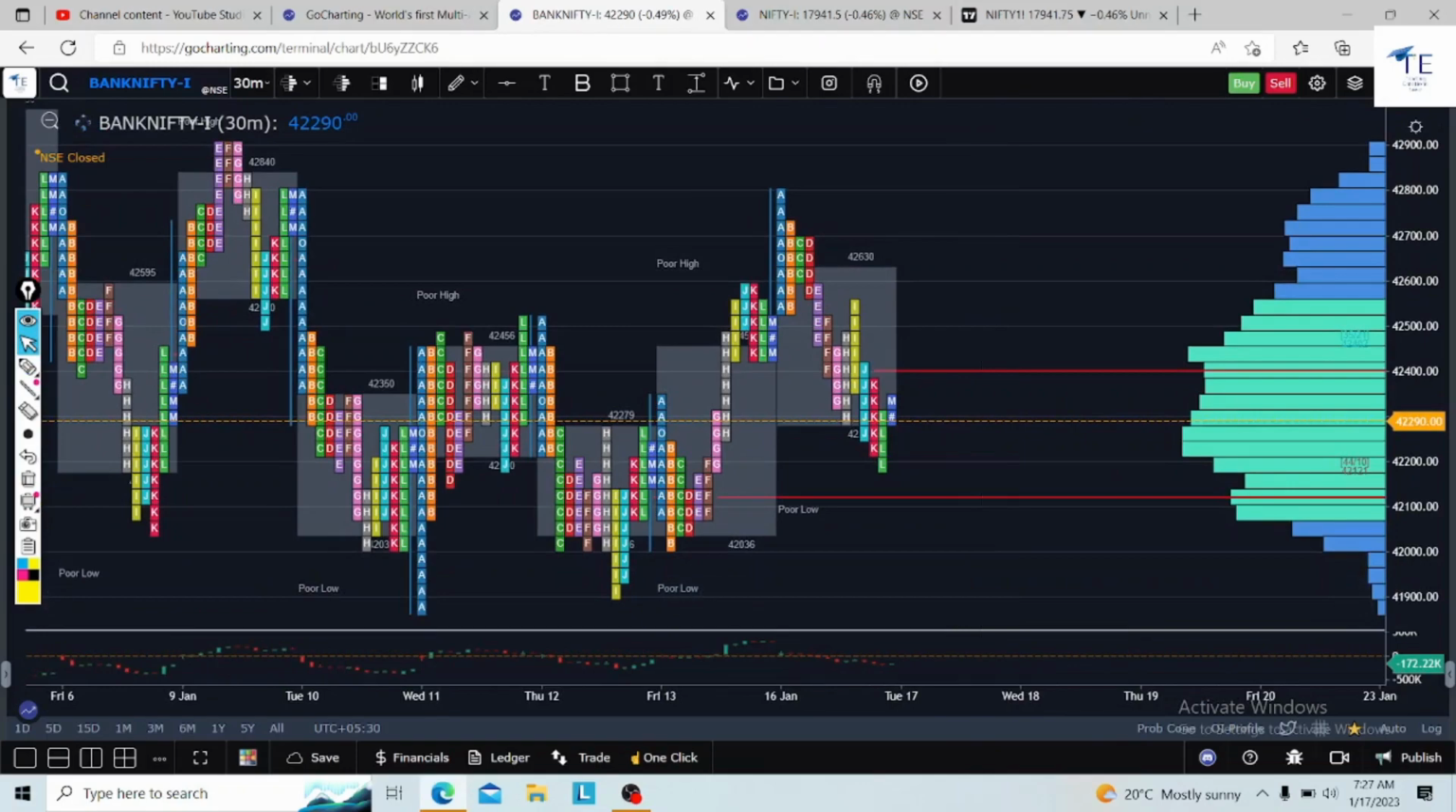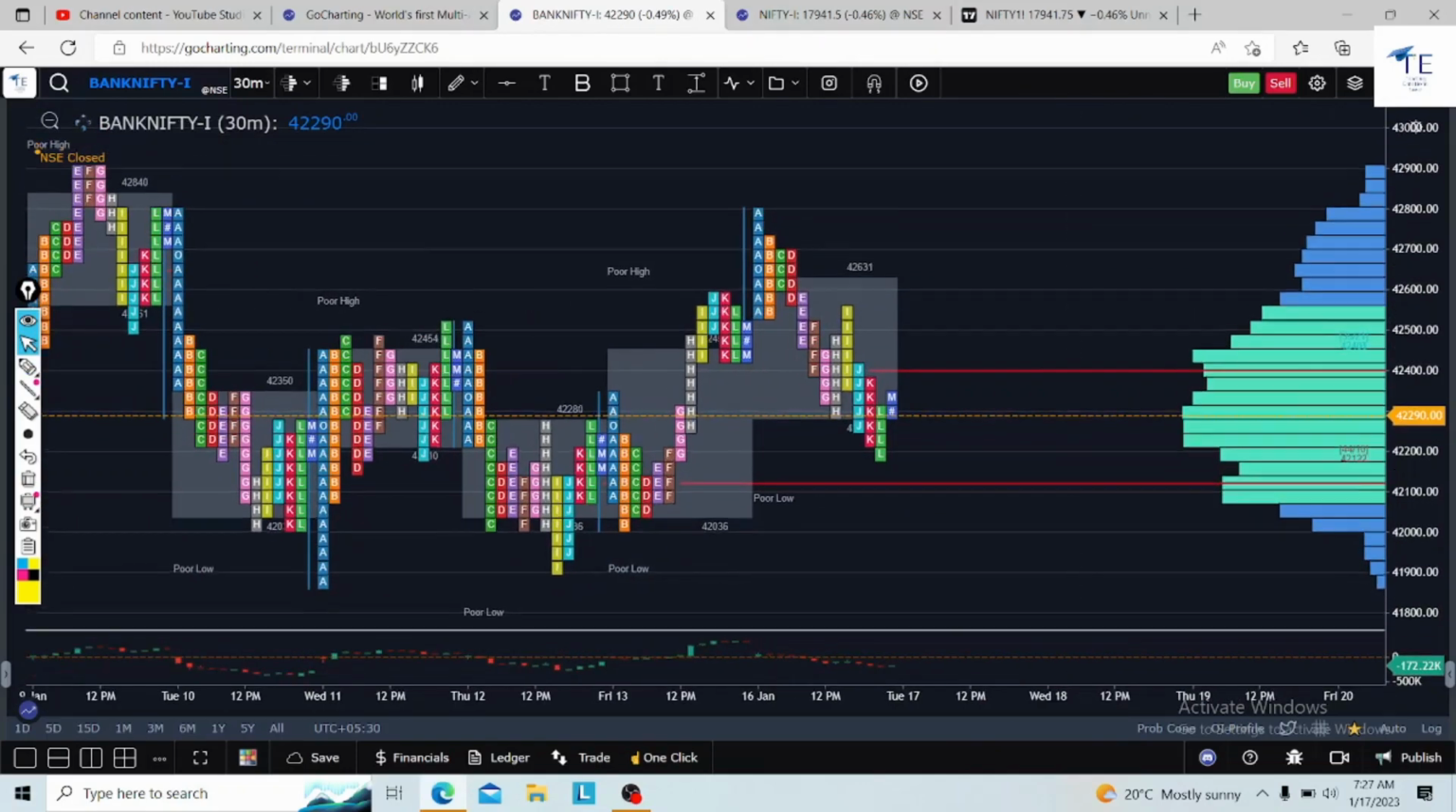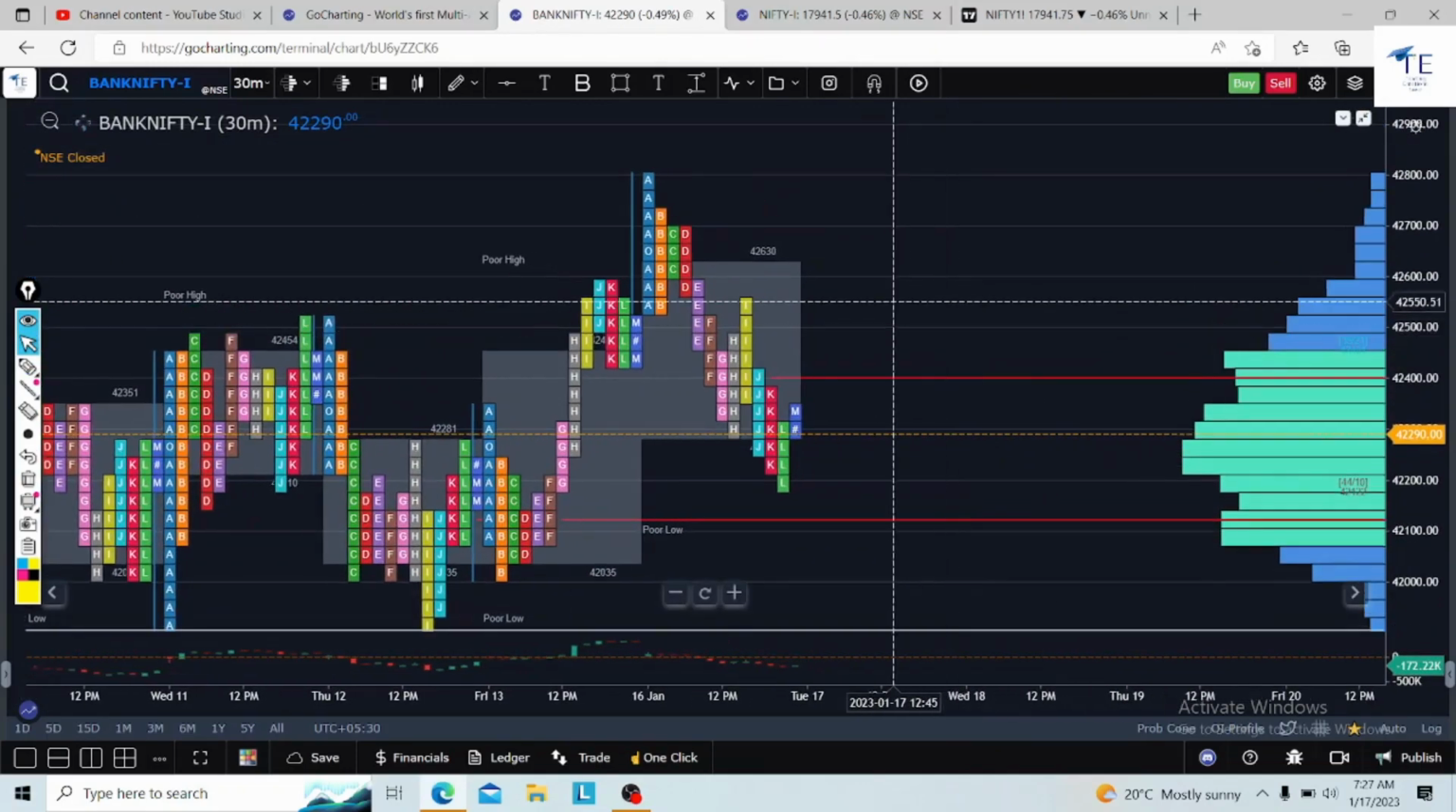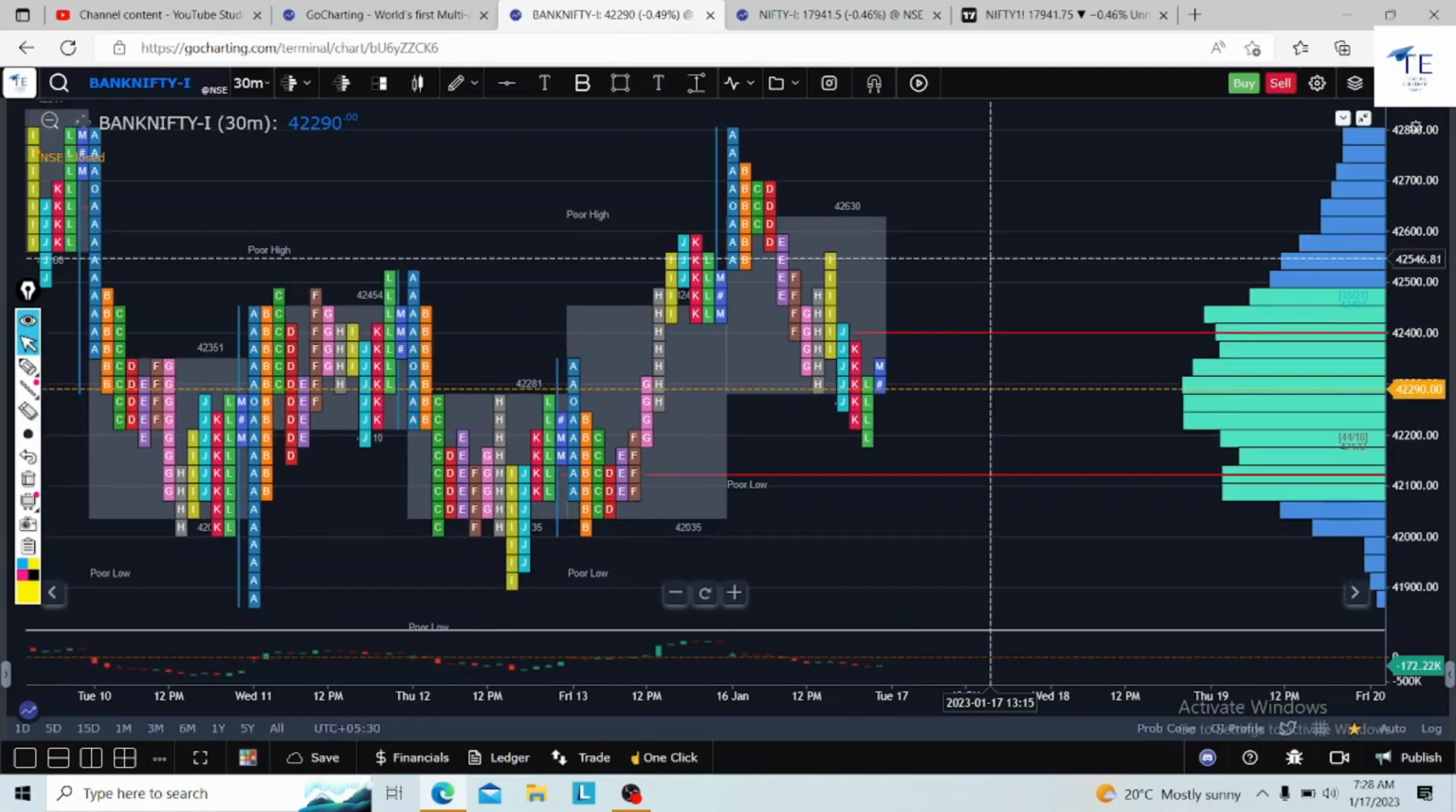Why this figure? You can go and cross check the monthly contract, where these people are standing, the option writers, and at which levels they have written their CE or PE. Go and cross check. This is homework for you all.